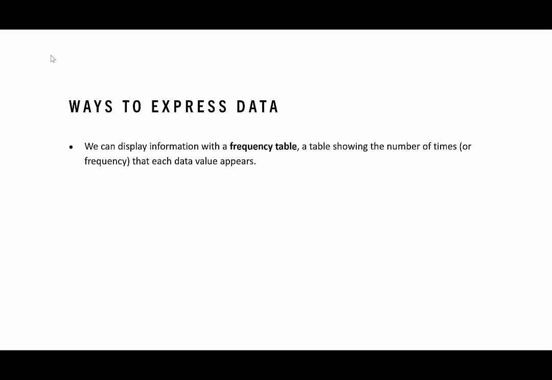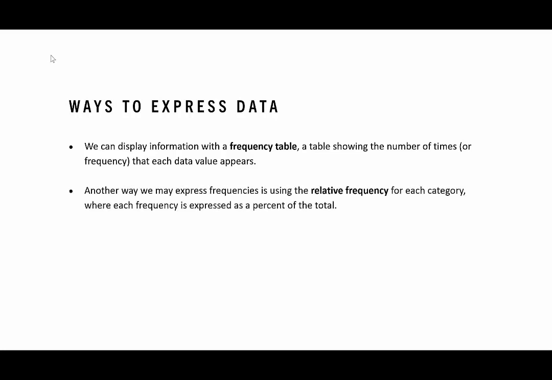We can display information with a frequency table. That's a table showing the number of times, or frequency, that a data value appears. Another way we may express frequencies is using the relative frequency for each category. That's where each frequency is expressed as a percent over the total.